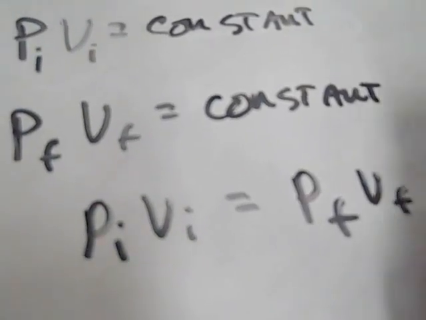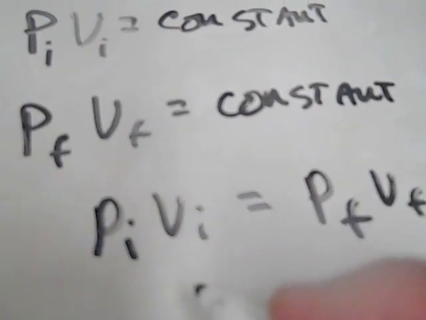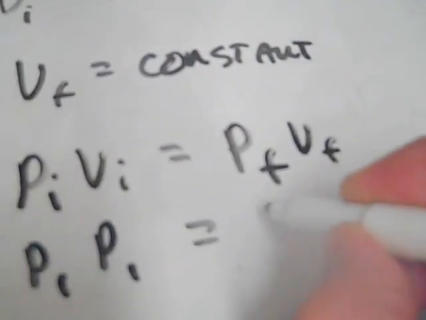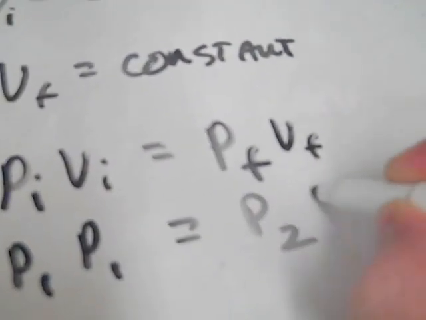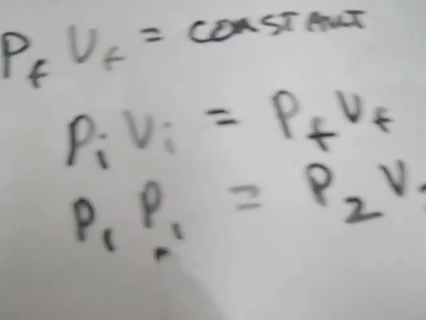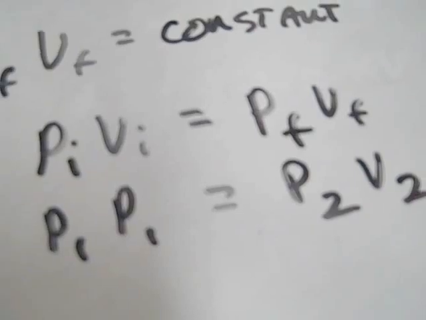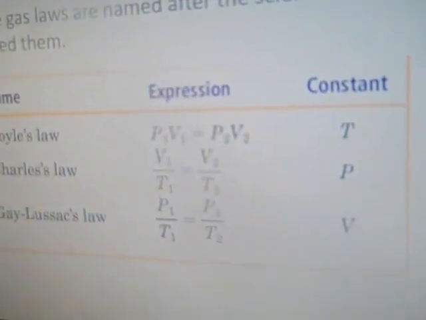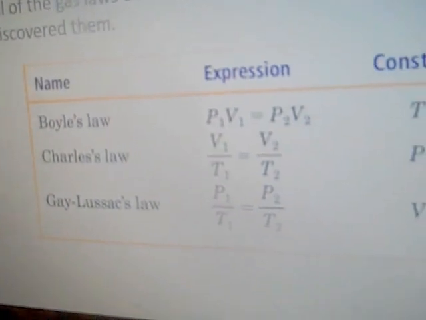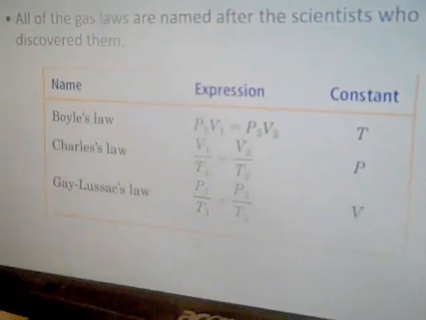P1 V1 equals P2 V2. It's actually written both ways. It just means state 1, state 2, or initial state, final state. It's basically the same thing. So that's what we see for Boyle's law.